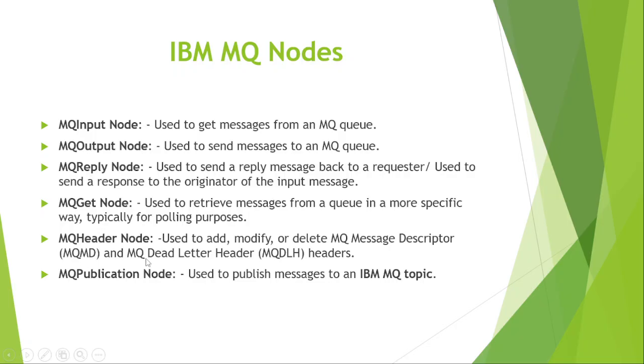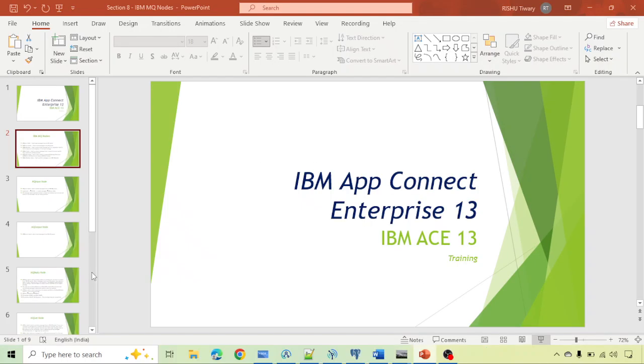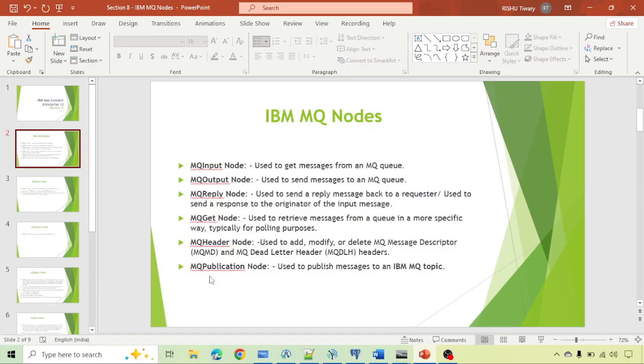The MQ header node is used to add, modify, or delete the MQMD header or MQ dead letter header from the message. The MQ publication node is used to publish a message onto an IBM MQ topic. So these are the six IBM MQ nodes we are going to learn in detail. Okay, now let's cover each one of them one by one.